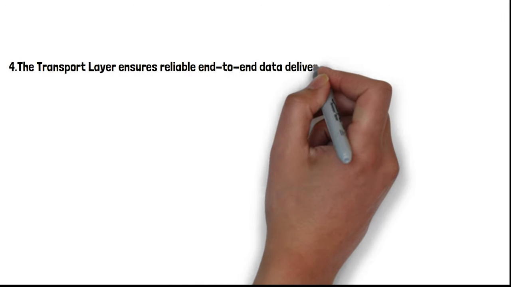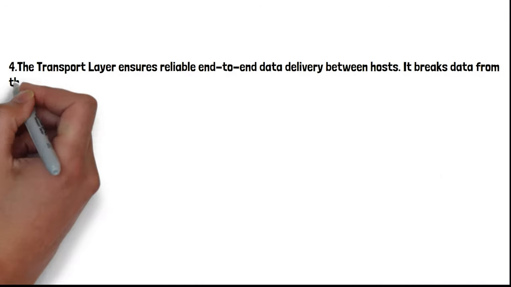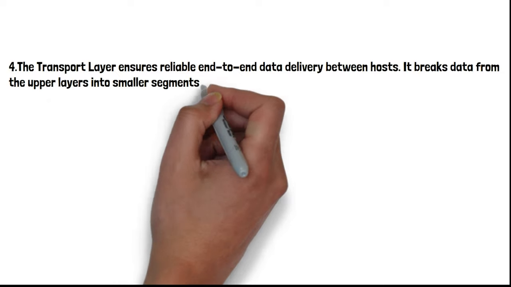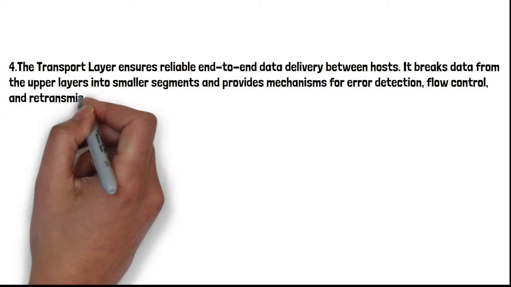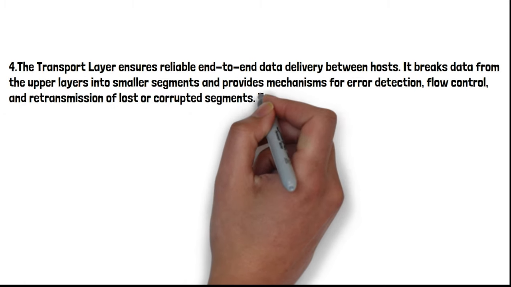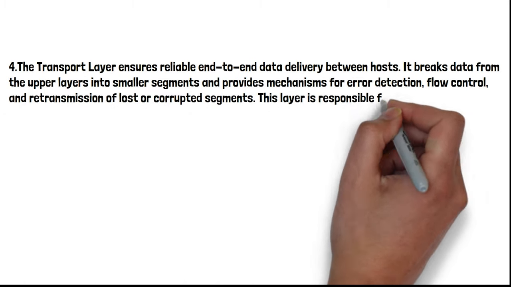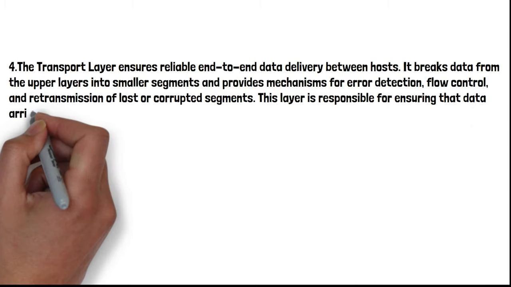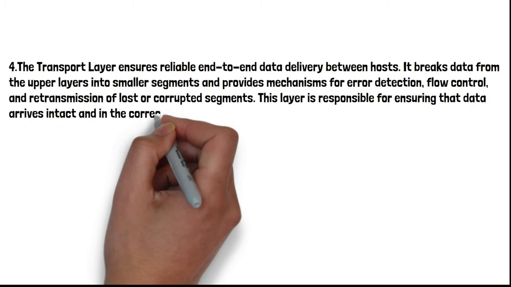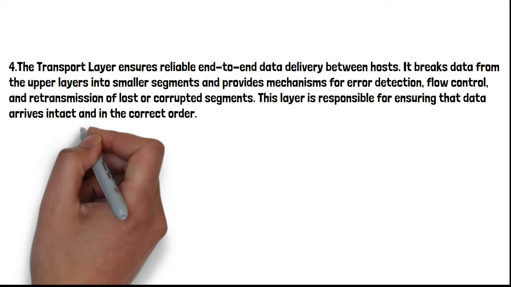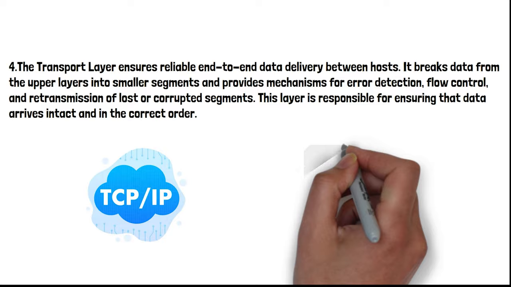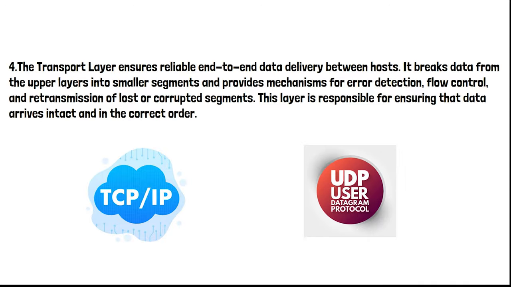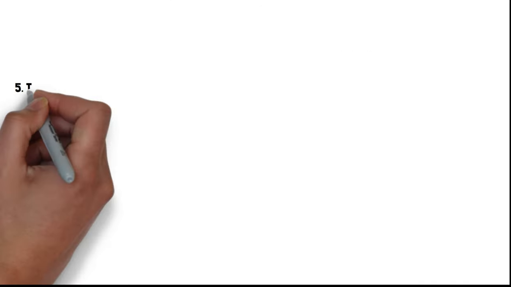Transport layer. The transport layer ensures reliable end-to-end data delivery between hosts. It breaks data from the upper layers into smaller segments and provides mechanisms for error detection, flow control, and retransmission of lost or corrupted segments. This layer is responsible for ensuring that data arrives intact and in the correct order. The Transmission Control Protocol, TCP, and User Datagram Protocol, UDP, operate at this layer.